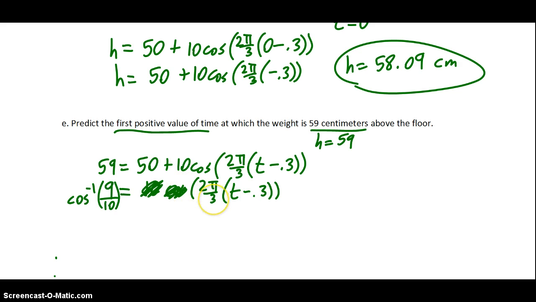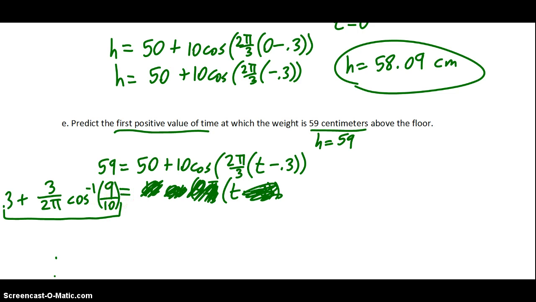To get rid of the 2 pi over 3, I'm going to multiply by its reciprocal, which would be 3 over 2 pi. That gets rid of that. And last but not least, add 0.3 on to the front. And that'll just leave us with t. So, this is basically what we're dealing with. 0.3 plus 3 over 2 pi, inverse cosine of 9/10.